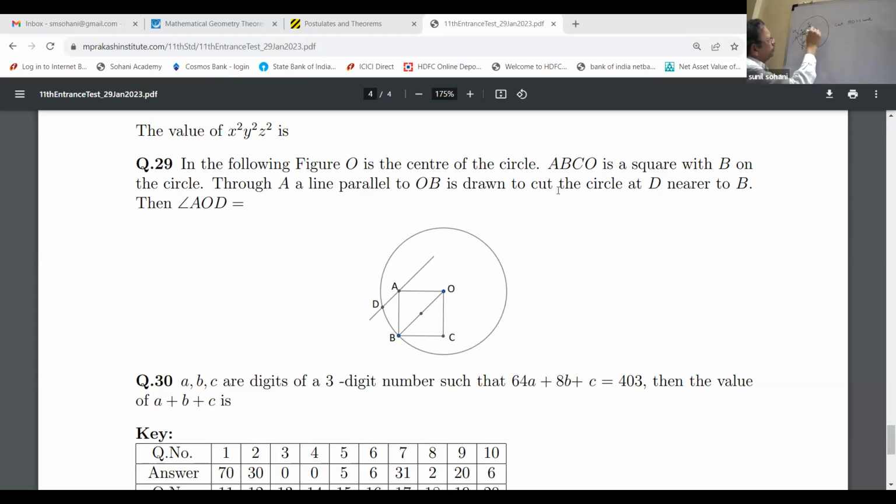Now let us look at the diagonal OB. Applying Pythagoras theorem for triangle OAB, the Pythagoras theorem says AO square plus AB square is OB square. And we have taken AO as 1 unit. So AO square is 1. Same way AB is 1, so 1 plus 1 is OB square. If you solve, 2 is equal to OB square. So OB is going to be root 2.